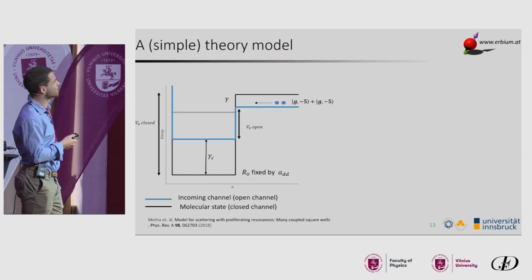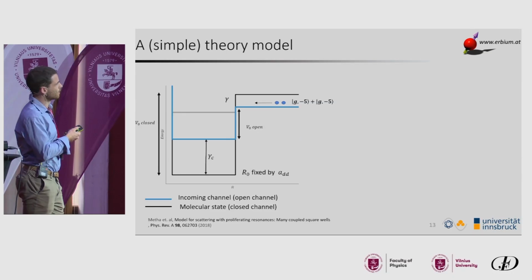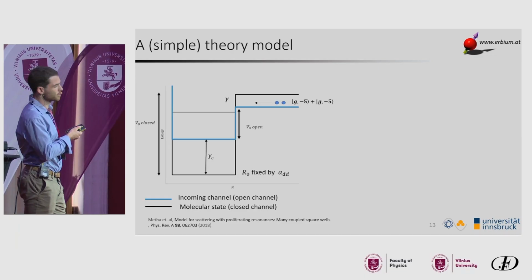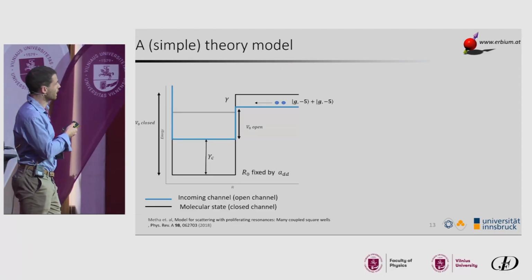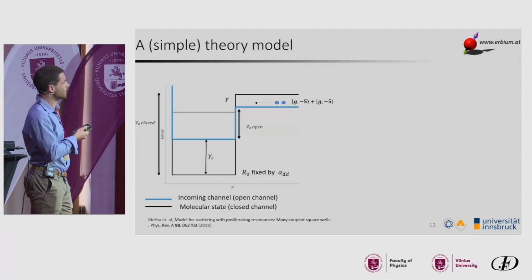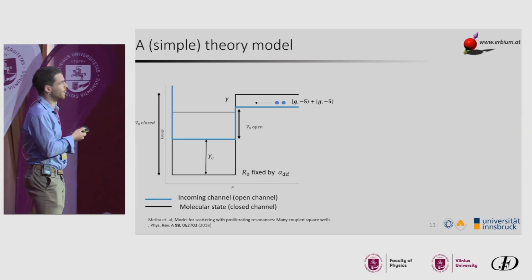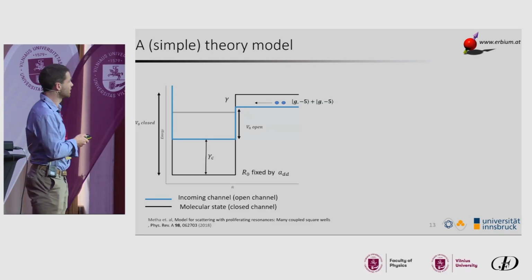Imagine I take two atoms in a -5 state, so they collide with a certain energy, and if they are resonant with a bound state, or a molecular state, they form this molecule, and they can dissociate and go back to those atoms. If there is no loss rate, so if this molecule is stable, they just go from this molecule and then go back. And that's what changes what we call the interaction length, or the scattering length.